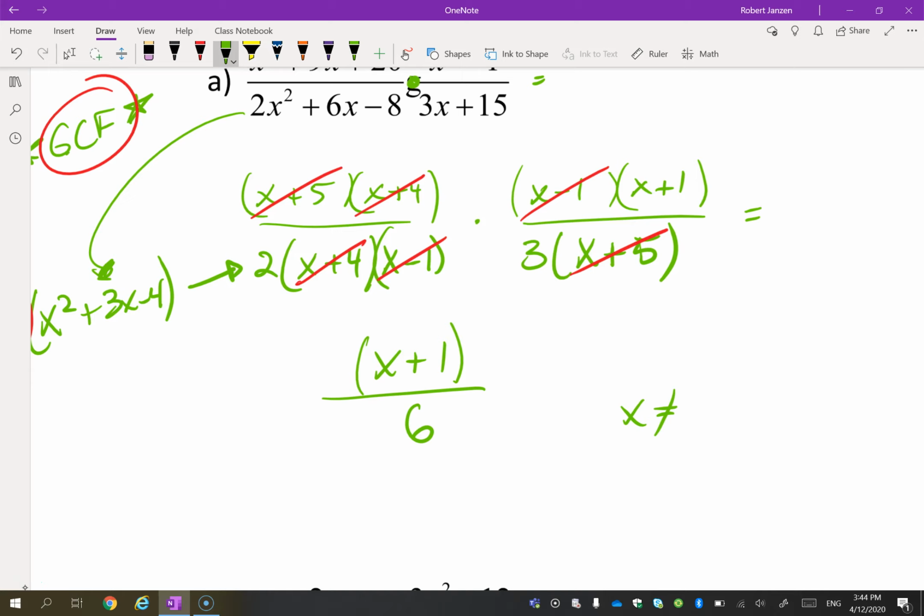What can x not be? Negative 4. Looking here, x can't be 1. Looking here, x can't be negative 5.